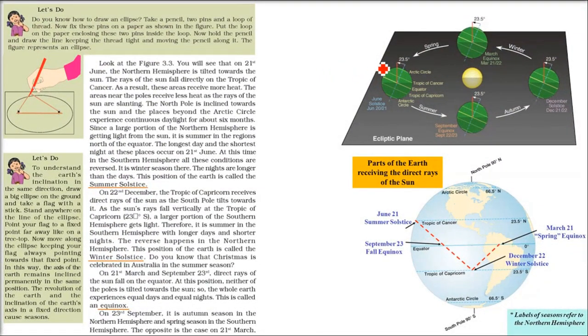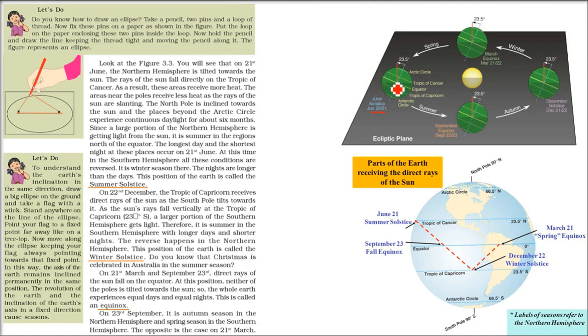Now there are certain dates. We just discussed those dates. The first date is 21 June, and this is the summer solstice. What will happen? What is happening here is that the northern hemisphere is tilted towards the sun. So the rays coming from the sun fall directly on the Tropic of Cancer, Kark Rekha. Because of this, these areas are getting more heat, and the areas closer to the poles receive less heat, as the rays of the sun are not straight, they are slanting at some angle.